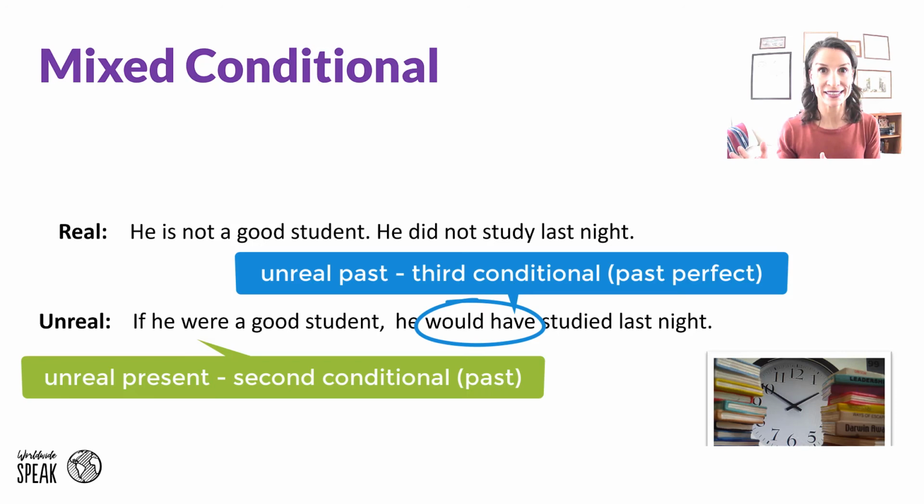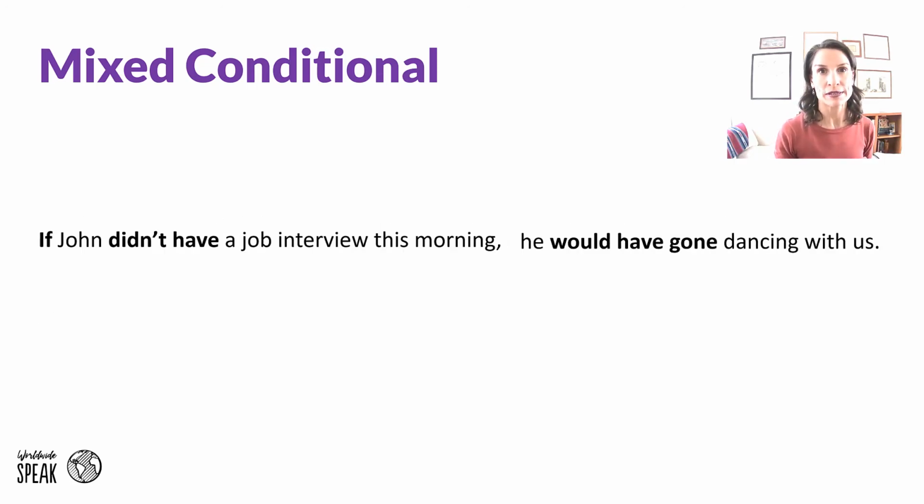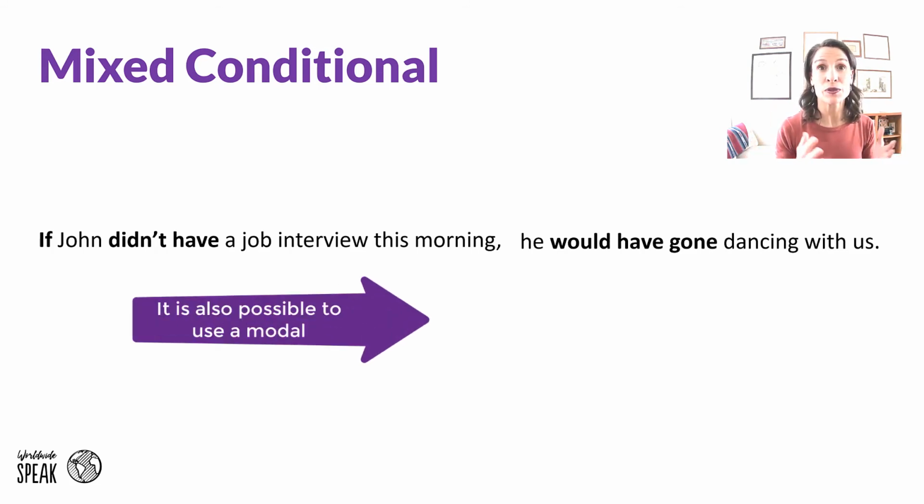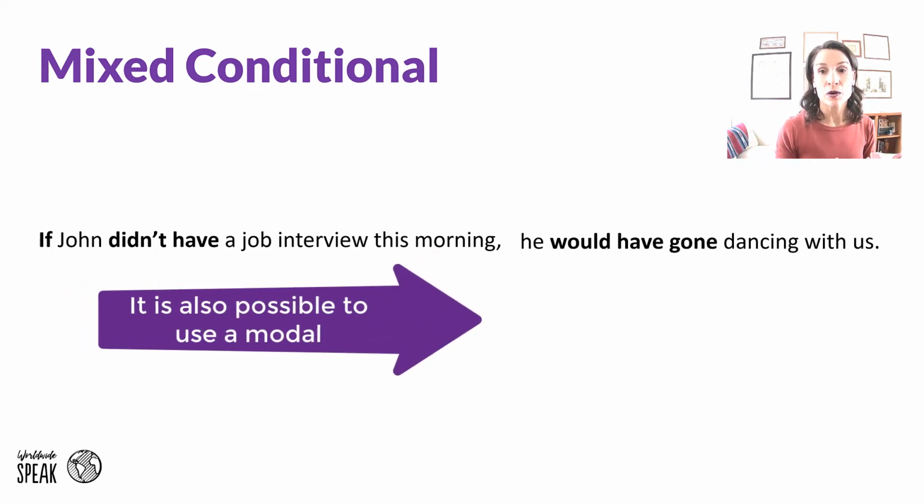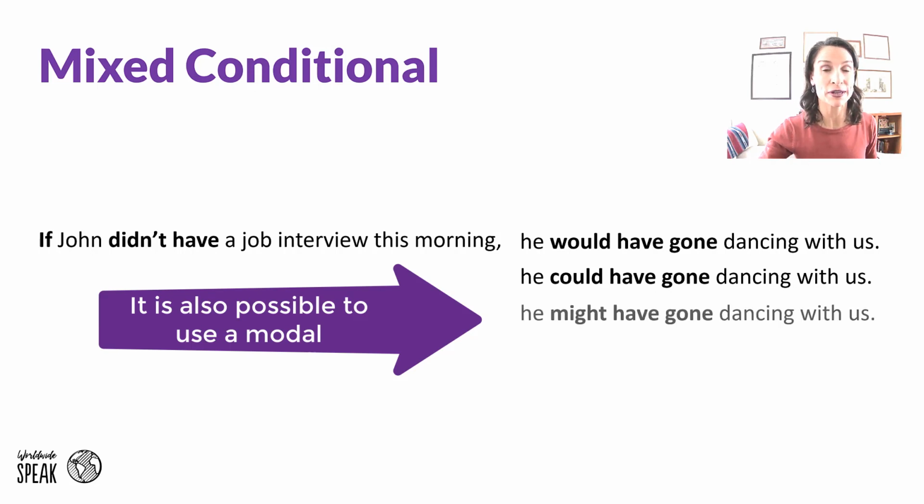Would have studied. So sometimes we can express the third conditional, the unreal situation which didn't happen in the past, with a modal. So instead of would have gone, if I'm not sure, I can say he could have gone or he might have gone. So I could use the modals could or might. I'm still always going to use have, and then I'm going to use the past participle or the third form of the verb here.